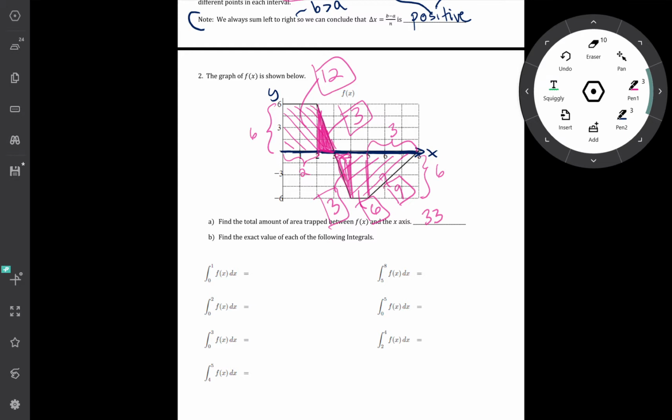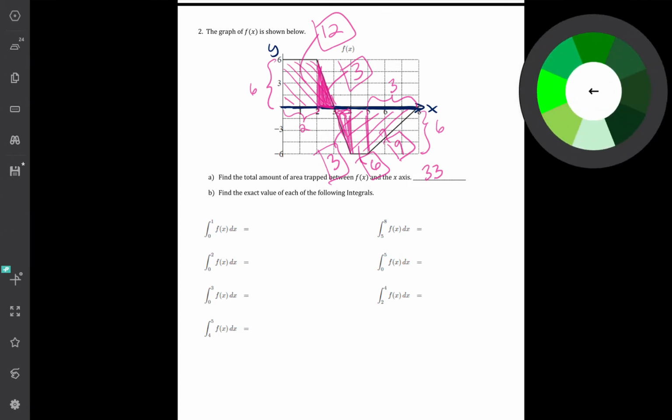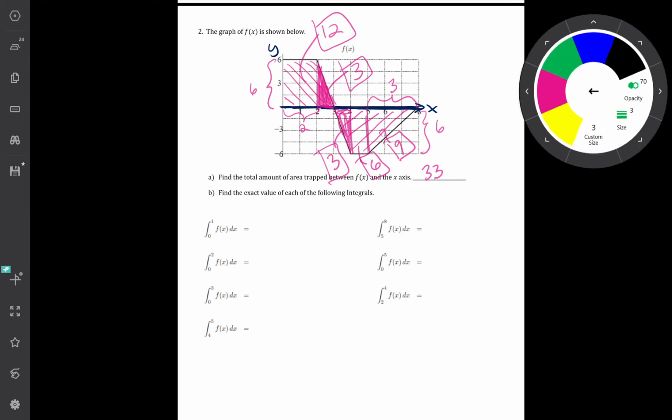Now I want to look at some definite integrals and figure out what exactly they're asking me to find and how that differs from what I just did. So the first one, integral from 0 to 1 of f of x. So this is asking me to find the area trapped between the curve and the x-axis just on this interval 0 to 1.